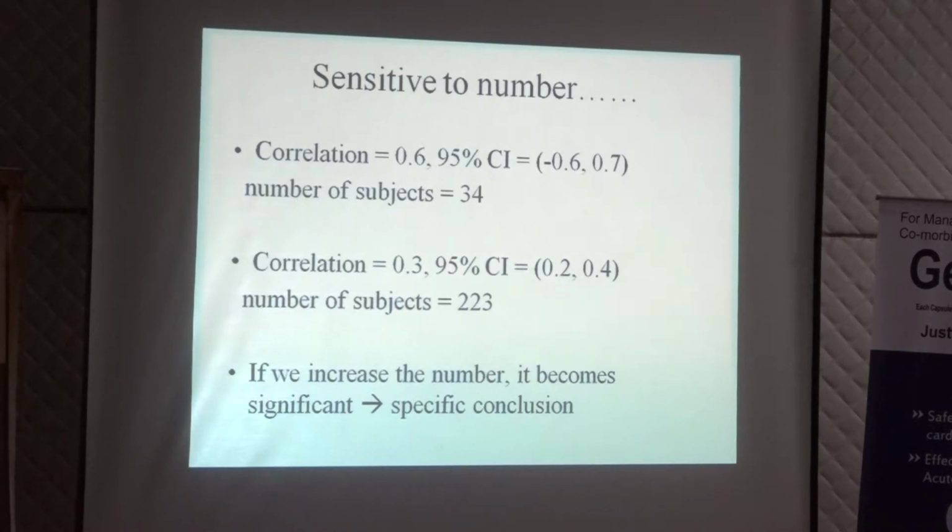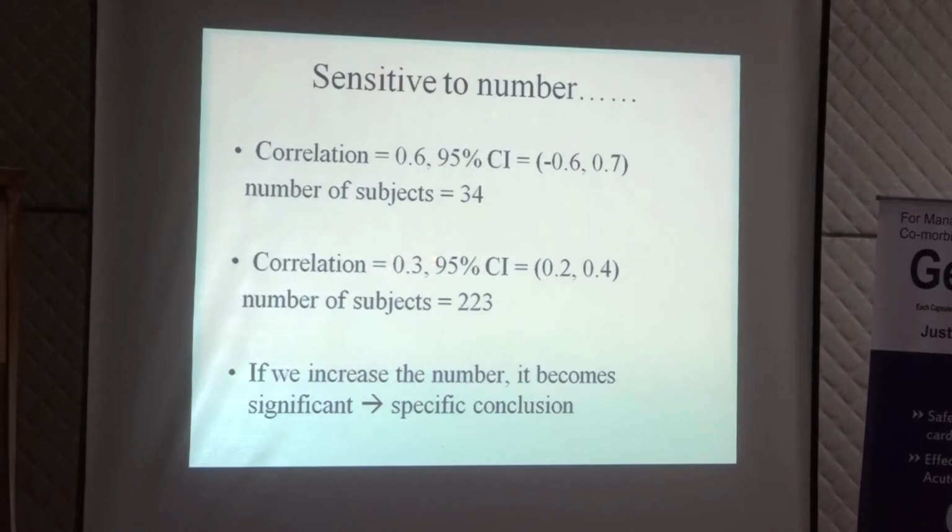Obviously 0.6. But if you see the confidence interval, minus 0.6 to 0.7, it includes 0 also. So the correlation may be negative, there may be no correlation, and correlation may be positive. So there is no specific conclusion from this correlation.